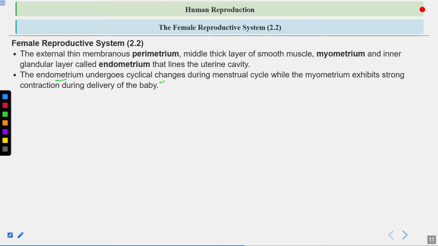Now what does it mean that the endometrium undergoes cyclic changes? The thickness of the endometrium changes. When the endometrium is quite thick, there is no menstruation. And when the endometrium is quite thin, it will break. This is known as shedding of the endometrium, and this will lead to menstruation, or bleeding.